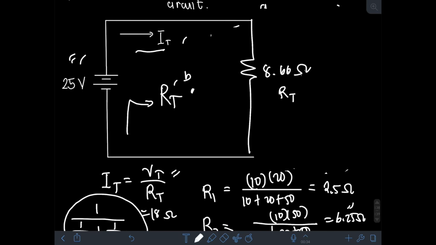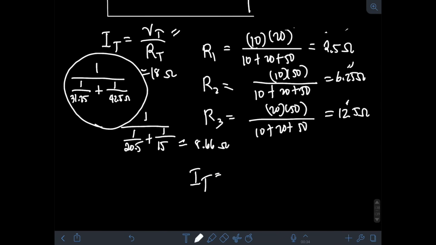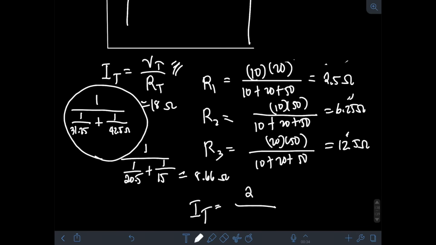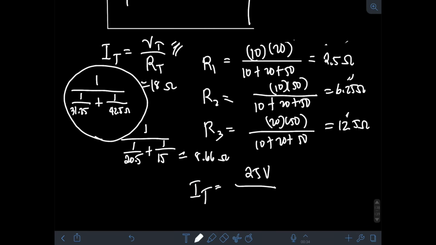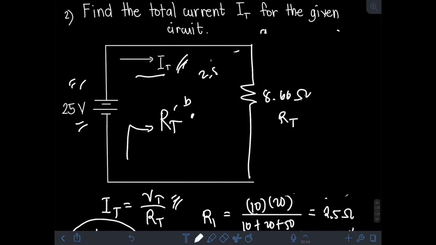So this will be now the RT, right? So we can now find the total current IT using Ohm's law. So IT is equal to VT over RT, right? VT is 25 volts. So we have 25 volts divided by RT, which is 8.66 ohms. Using calculator, IT is approximately 2.89 amps. So therefore, the total current flowing through the circuit is 2.89 amps.